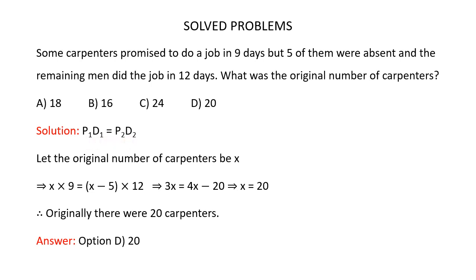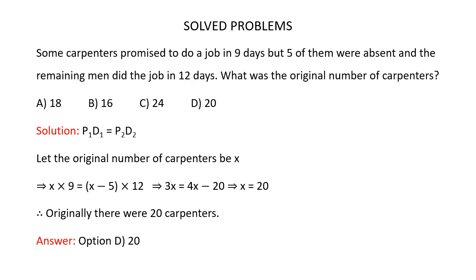It's given that some carpenters promise to do a job in 9 days, but we do not know the original number of carpenters. So let's assume that the original number of carpenters is X. So P1, the original number of carpenters is X, and D1, the number of days is 9. Now it's given that 5 of them were absent. So now the number of carpenters P2 is X minus 5. And it's given that these men did the job in 12 days. So D2, the number of days is 12.